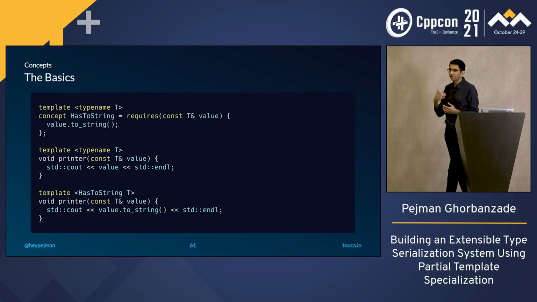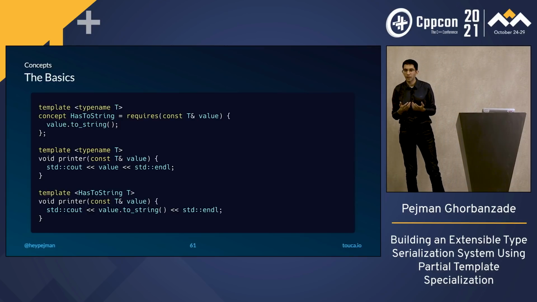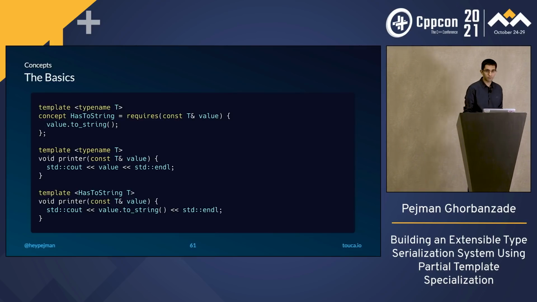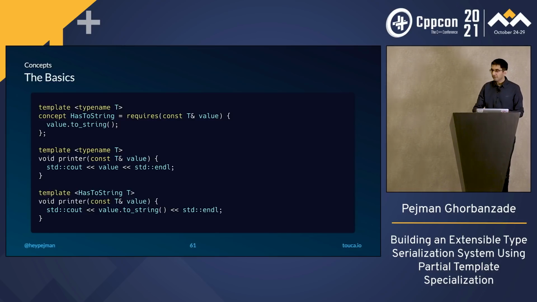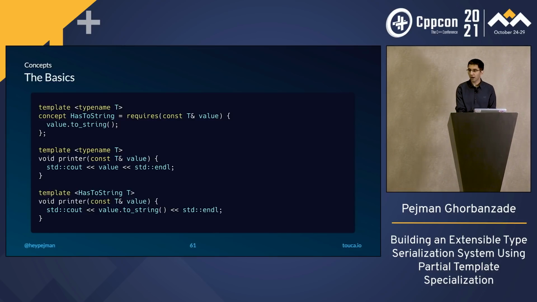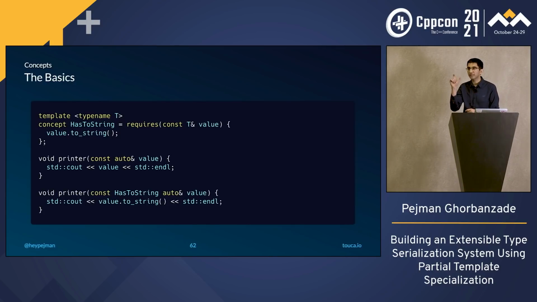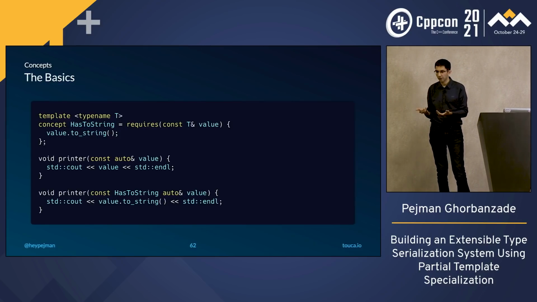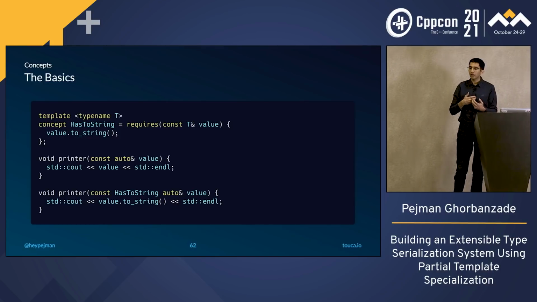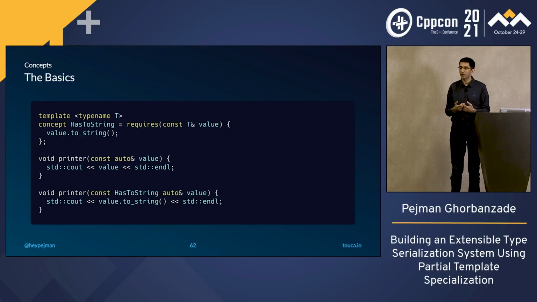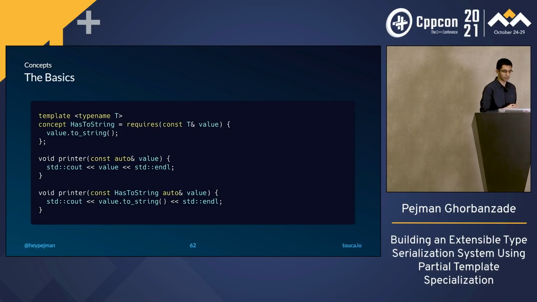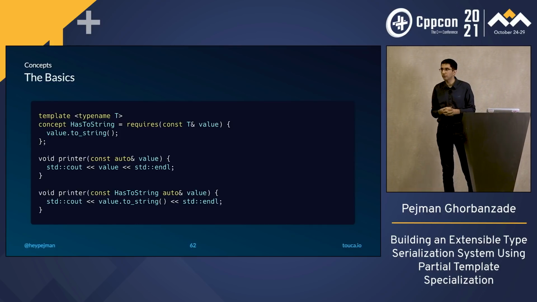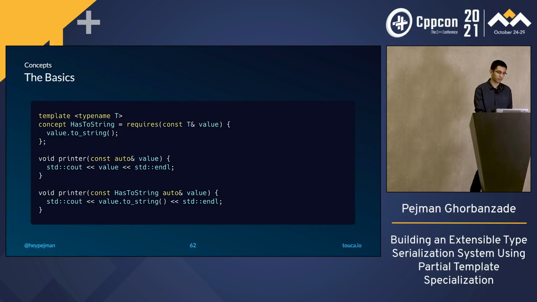Here is one example where we are creating a simple concept using a requires expression that would check if a given type has a toString member function. Now, notice that I am still using templates here, but at the same time, using concepts as just a constraint allows me to have a better way of expressing my intentions. Now I can say if there is a type that has a toString method, then I want to use this last specialization or overload for it. But if my type doesn't have a toString, then I fall back to my default overload.